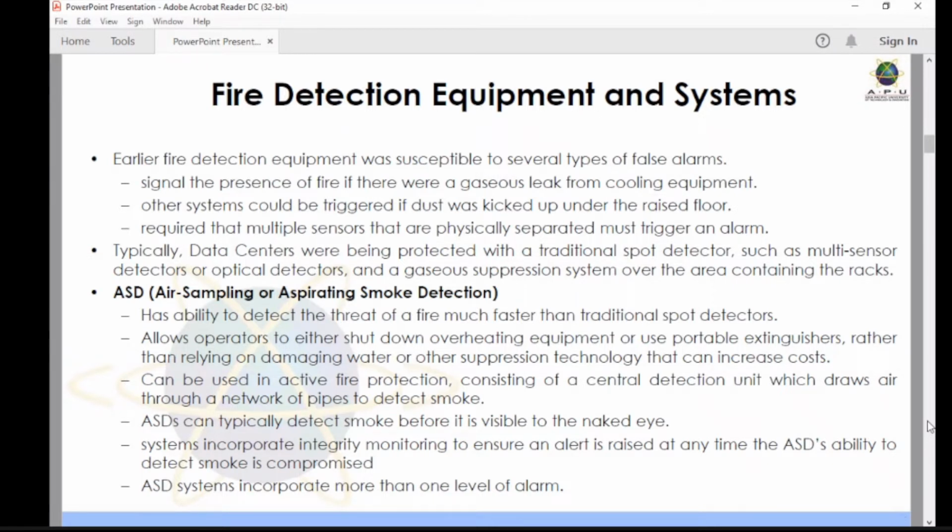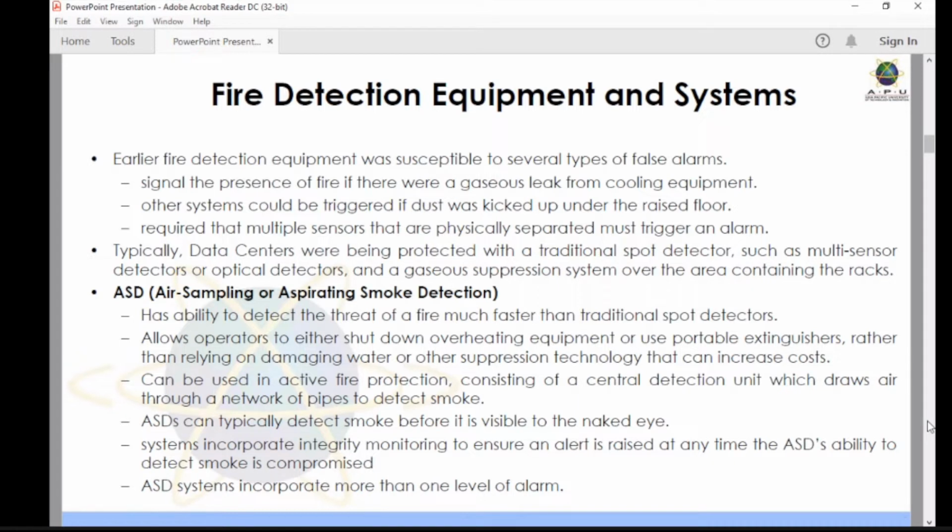Okay, typically, data centers were being protected with traditional spot detectors such as multi-sensor detectors or optical detectors, and a gaseous suppression system over the area containing the rack. And where there were racks and servers, we use this gaseous suppression system. Okay, but these days we use ASD or air sampling or aspirating smoke detection instead of the earlier detection equipment. This ASD has the ability to detect the threat of a fire much faster than traditional spot detectors.